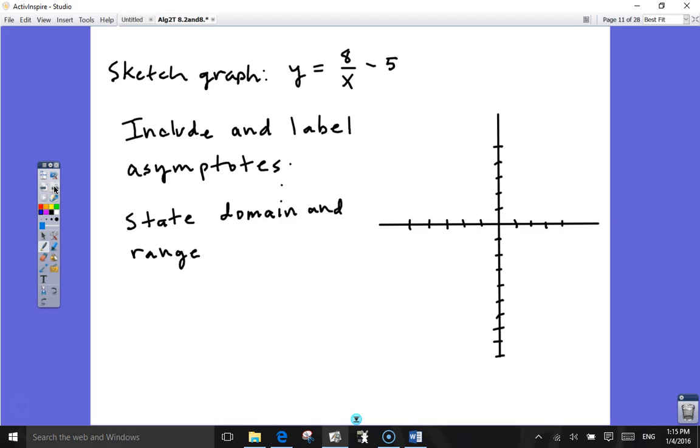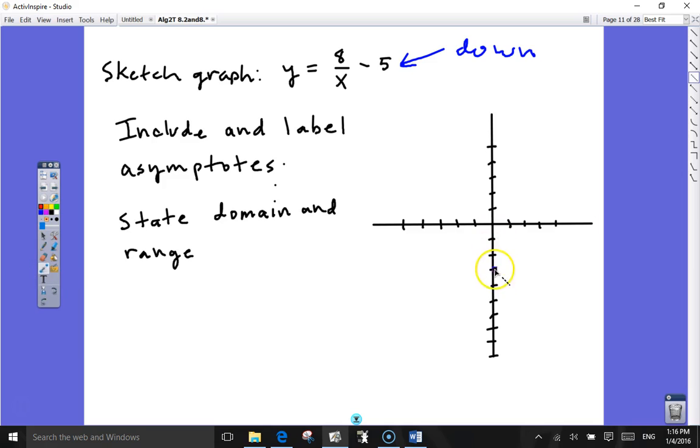So what are the shifts in this one? 5 down. Remember, it's left and right when it's inside the function. So this -5 here means down. So I definitely need to move the asymptote down 5. 1, 2, 3, 4, 5, about right there. Okay, what about the vertical asymptote? Where is that going to go? It's still at 0, right? Didn't move. There's no shift horizontally. So we're still going to go like this.